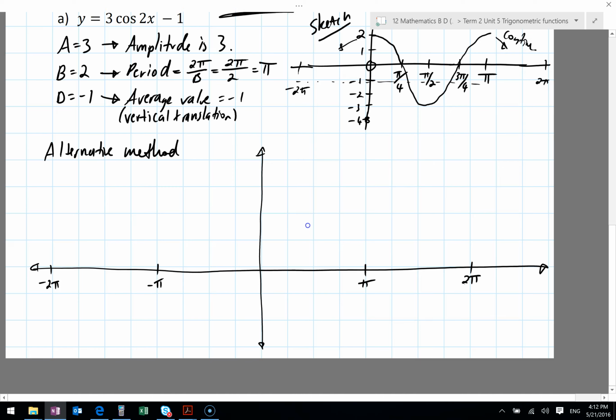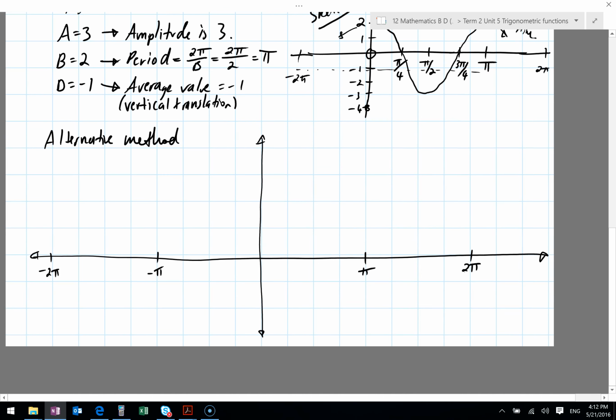Okay, and all I'm going to draw at the moment is the amplitude and the period. So I know at 0 here, I'm going to have to go up 3 and down 3. Yep, so I've got my amplitude ready to go, and my period is pi. So I'll draw my period in as well.